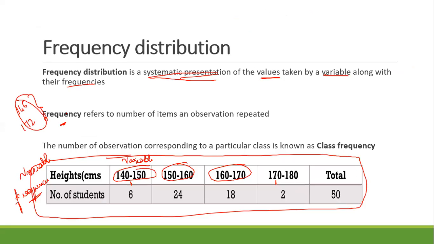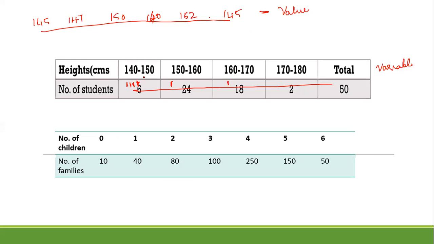Now what is frequency? Now you came to know how many are there in each variable. So now this is 1, 2, 3, 4. So 4, 1, 1. So this is called frequency.